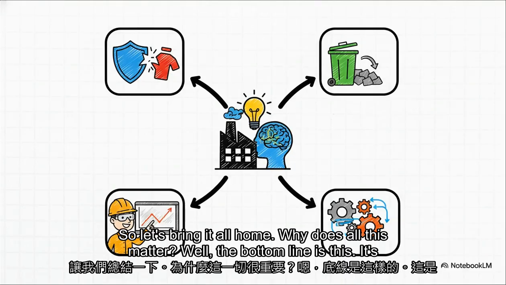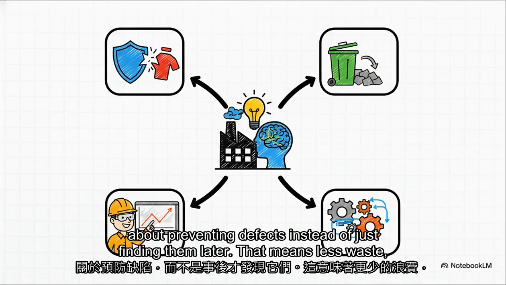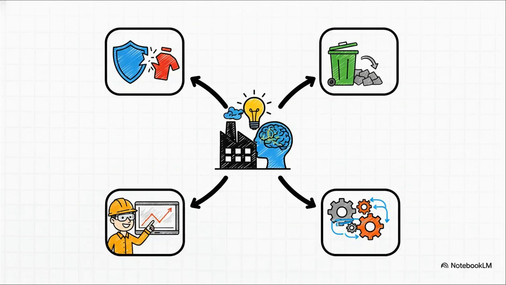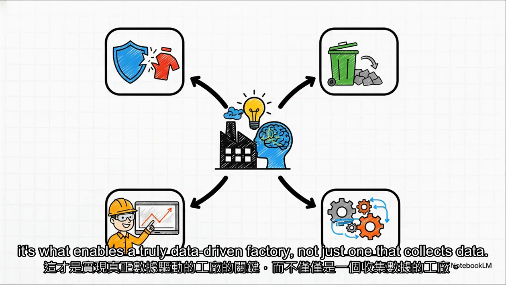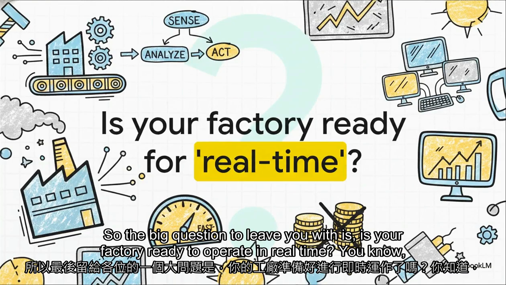So let's bring it all home. Why does all this matter? Well, the bottom line is this. It's about preventing defects instead of just finding them later. That means less waste, which means lower costs. It frees up your best people to do more valuable work. And really, it's what enables a truly data-driven factory, not just one that collects data. So the big question to leave you with is, is your factory ready to operate in real time?